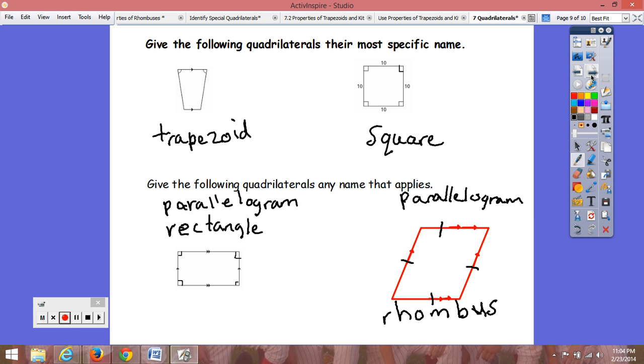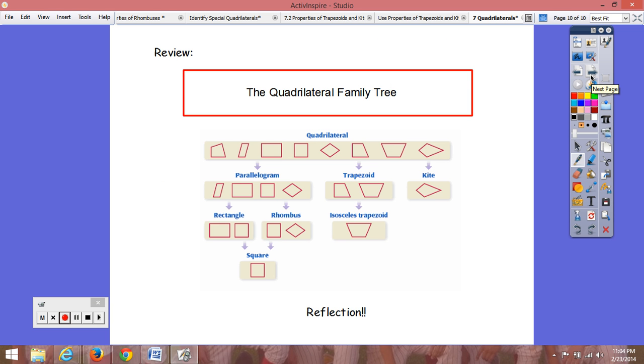Now for our review, I'm going to show you what is called the quadrilateral family tree. And so we just start off with any quadrilateral, any 4-sided figure. And then our next step down we have parallelograms, and those are 2 sets of opposite parallel sides. And then trapezoid is exactly 1 set of opposite parallel sides. And kites are out on their own. They are the 2 sets of consecutive congruent sides.